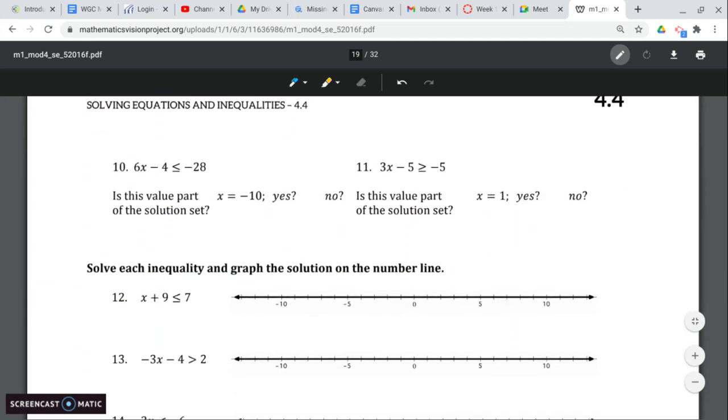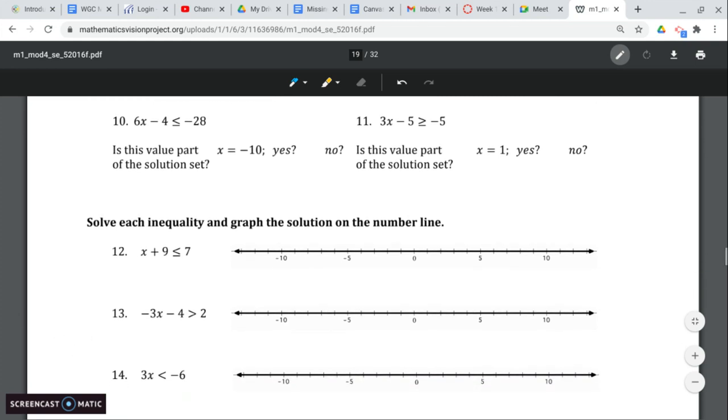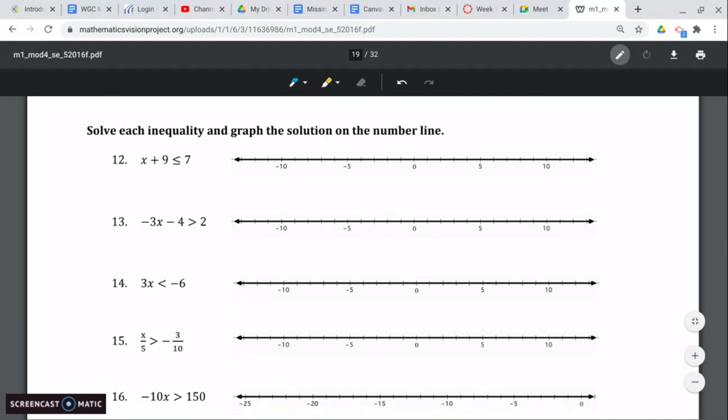So be careful of whether or not the inequality has equal to or not, depending on what you get for solutions. And make sure you are checking to see if you have the inequality symbol the correct way. All right, the next section, solve each inequality and graph the solution on the number line. So before, when we were graphing, we already had the solutions and we were just graphing them. Now we have to actually take and solve first, then graph. So we're going to look at number 13.